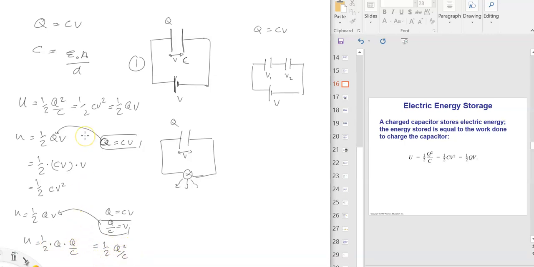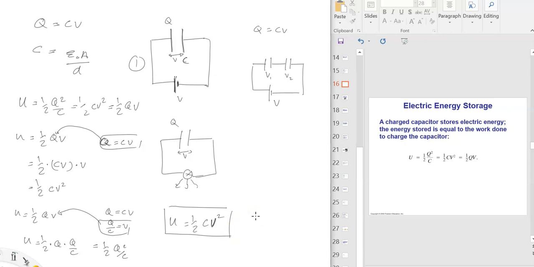So these are different forms of the same equation. All you need to do is remember at least one of them. My personal preference is energy equals half CV squared. This has the same format as the kinetic energy, half mv squared, so it's kind of easy to remember. You just replace mass with capacitance, and of course this is not velocity, it's the voltage. So here's the equation to find the energy stored in the capacitor.